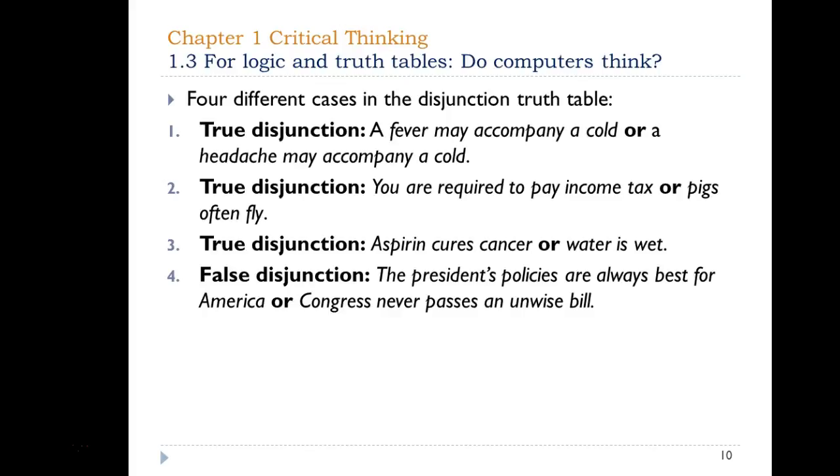A false disjunction. The president's policies are always best for America, or Congress never passes an unwise bill. It is false that the president's policies are always best for America, and it is false that Congress never passes an unwise bill. The disjunction is false.